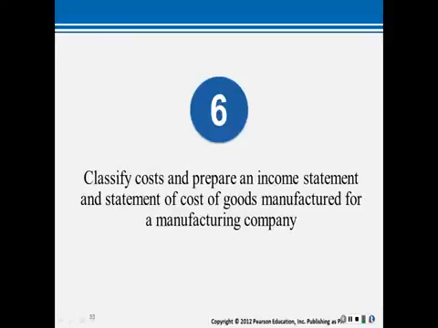The sixth learning objective is to classify costs and prepare an income statement and statement of cost of goods manufactured for a manufacturing company.